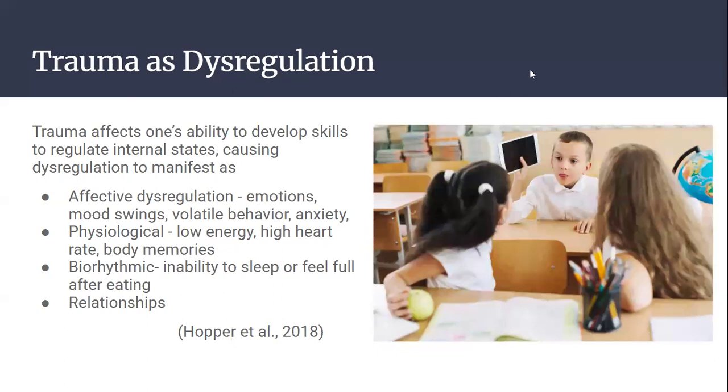All right, trauma as dysregulation. So trauma affects one's ability to develop skills to regulate the internal states, and dysregulation manifests as affective dysregulation. That's where you see intense emotions, mood swings, volatility, and maybe even anxiety. And there's also the physiological side of having low energy. I believe that's hypoarousal, or having like a high heart rate of hyperarousal.